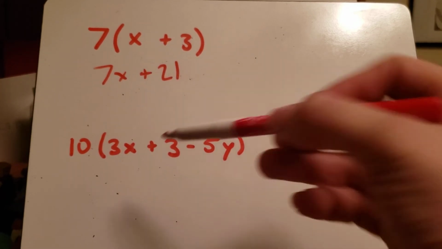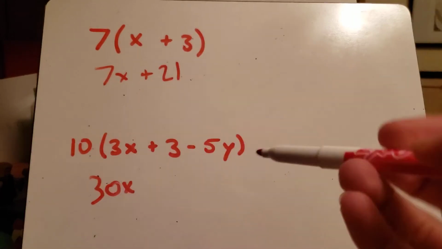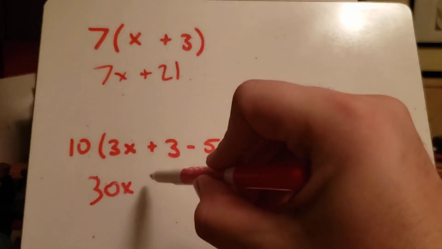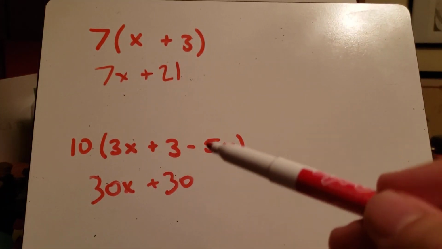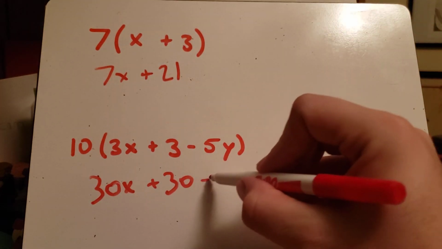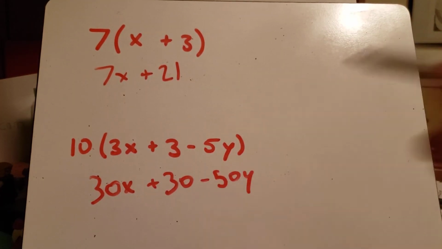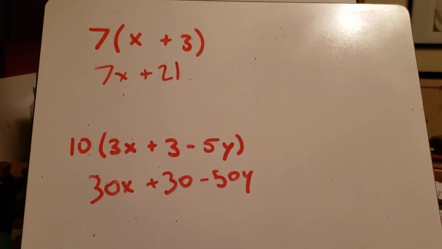So let's do that. 10 times 3x, that's going to be 30x. 10 times 3 is 30. And 10 times negative 5y is negative 50y. And now we can't simplify this anymore, obviously, because we don't have any like terms after that. So our answer would just be 30x plus 30 minus 50y. And that's all the distributive property is, folks.